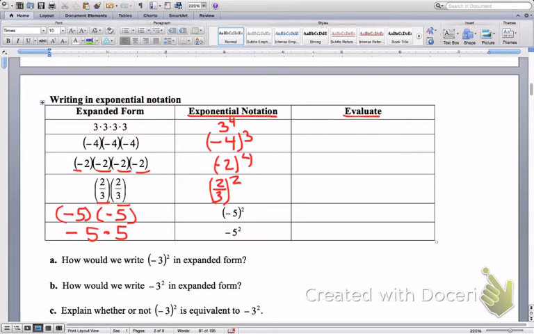3 times 3 times 3 times 3 for the first one. We have the first two 3's give us a 9. The next two 3's give us a 9. So this just ends up being 9 times 9, which is 81.